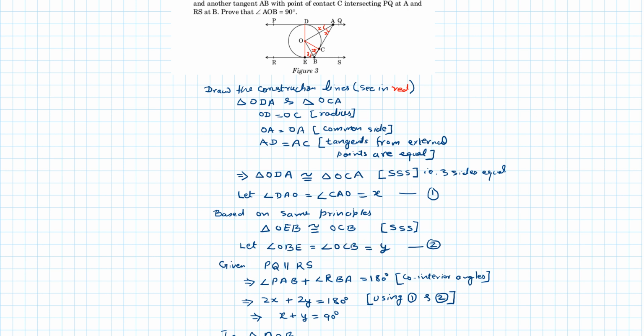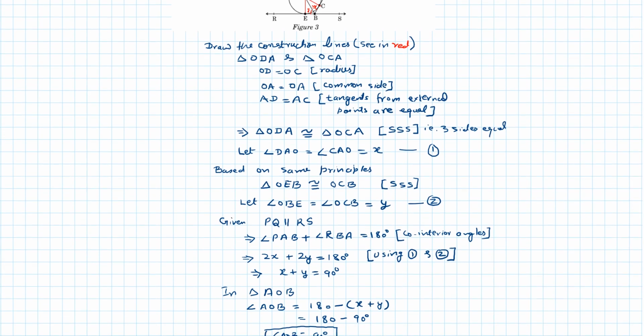Given PQ is parallel to RS. Now you see that angle DAC and angle CBE are basically co-interior angles to the parallel lines PQ and RS, and the sum of co-interior angles is equal to 180 degrees. So this is what is written. Since PQ is parallel to RS, angle PAB plus angle RBA is equal to 180 degrees.